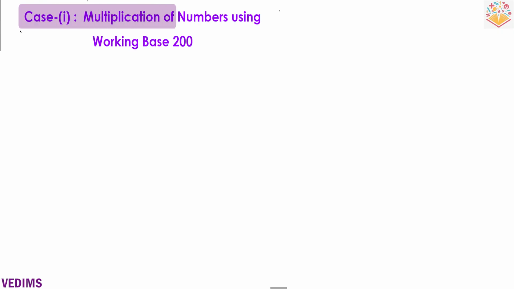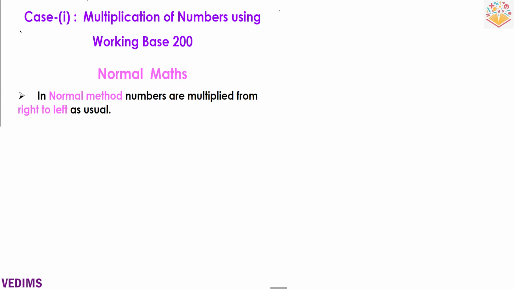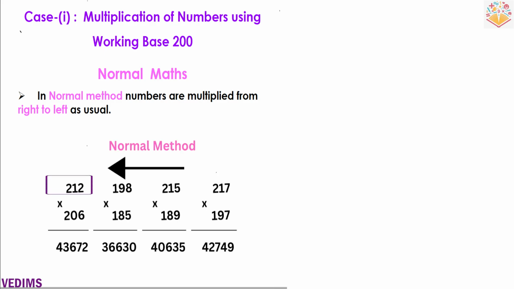Case 1. Multiplication of numbers using working base 200. We learnt rules in the last topic, working base. In the normal method, numbers are multiplied from right to left as usual. Using school methods, you can get the product of these numbers. Example, 212 into 206 is 43,672.